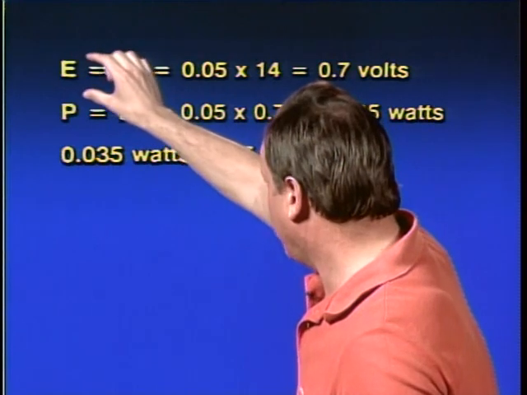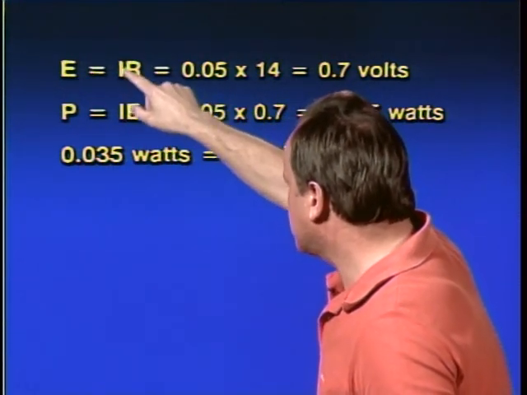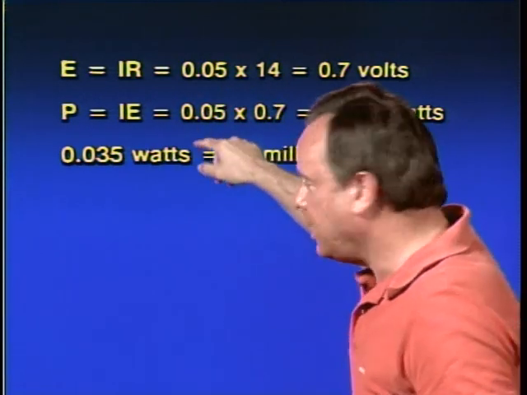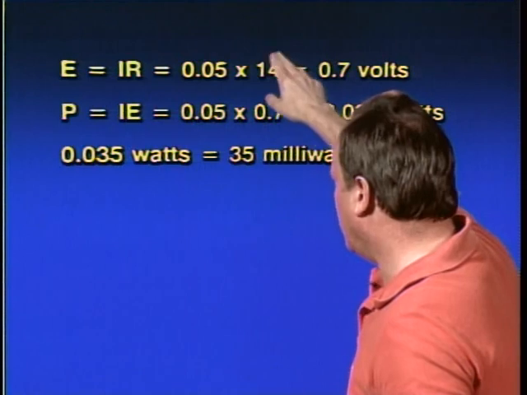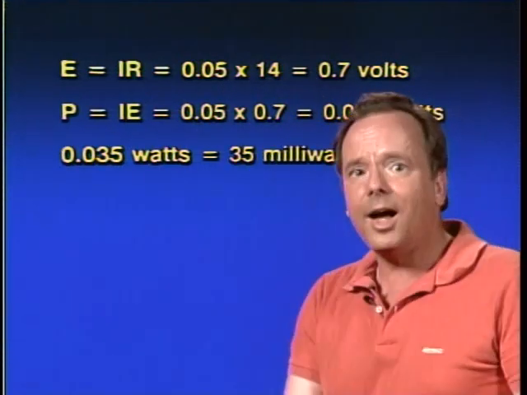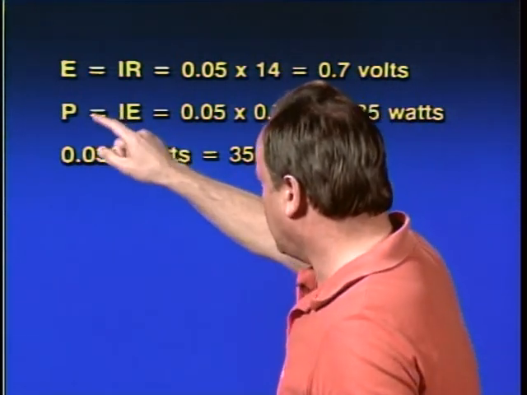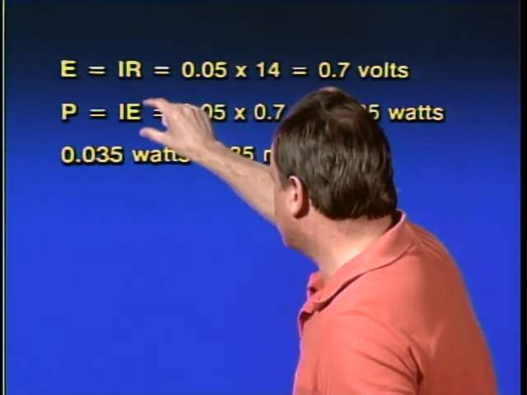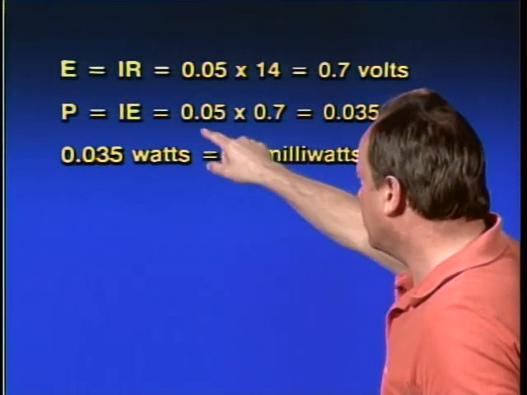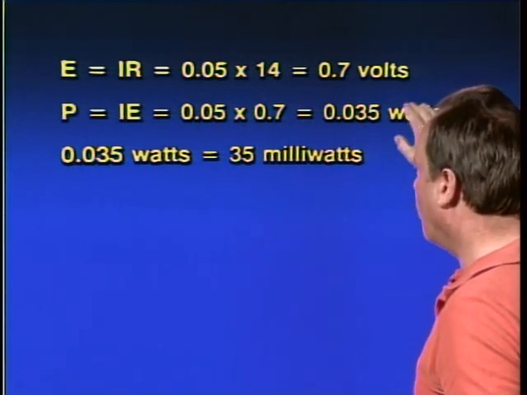Volts, electromotive force, equals the current, which is I, times the resistance. The current was 0.05 amps, and the resistance was 14 ohms, and you multiply that out, and we have 0.7 volts. Now we have the information to find out power, and so you take the volts, which was 0.7, and multiply it times the current, which is 0.05, and 0.05 times 0.7 equals 0.035 watts.